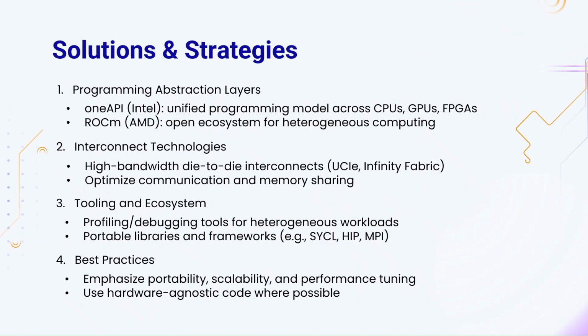Now, let's look at some of the solutions and strategies being used to overcome these programming challenges. First, we have programming abstraction layers. For example, Intel's oneAPI provides a unified programming model across CPUs, GPUs, and FPGAs. Similarly, AMD's ROCm offers an open ecosystem for heterogeneous computing. Second, there are advances in interconnect technologies. High bandwidth die-to-die connections like UCIe and Infinity Fabric help improve communication and memory sharing between chiplets.